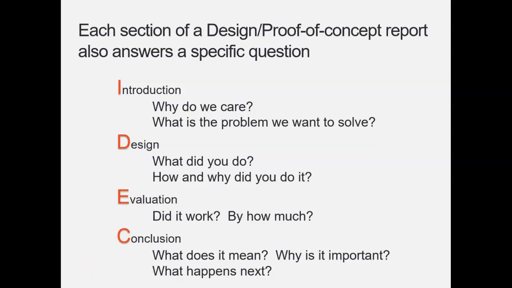Now in a design or proof of concept report, we have a little bit different section headings or titles and different questions that we expect. So in the introduction, we want to know, why do we care about this issue? And when I say why do we care, really think like why does the broader public care about this issue? Does it save money, save time, help the environment, improve safety? What's the big consequential reason for doing this research?